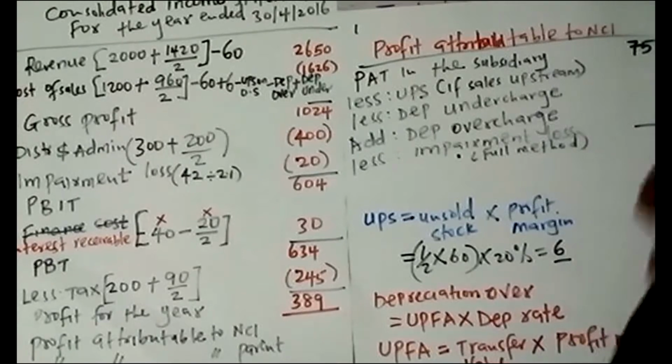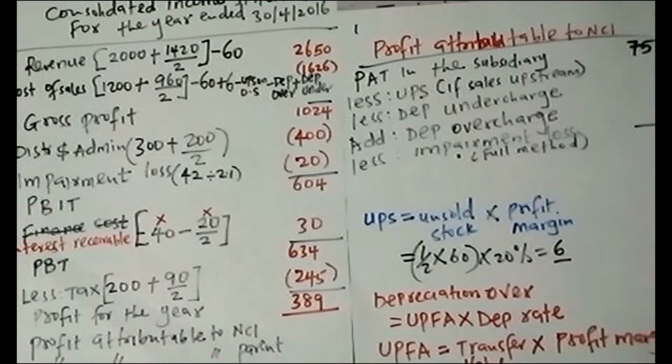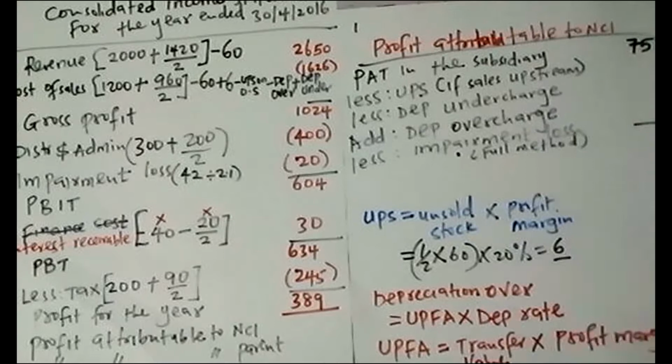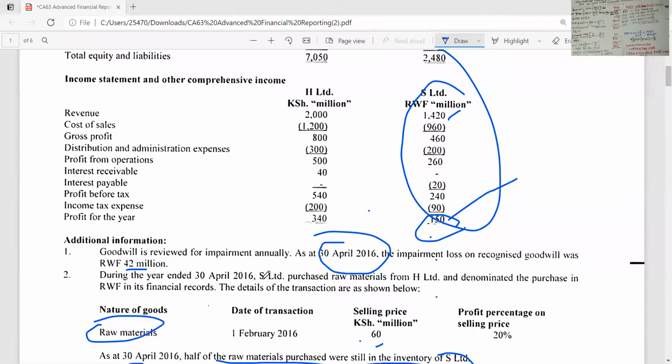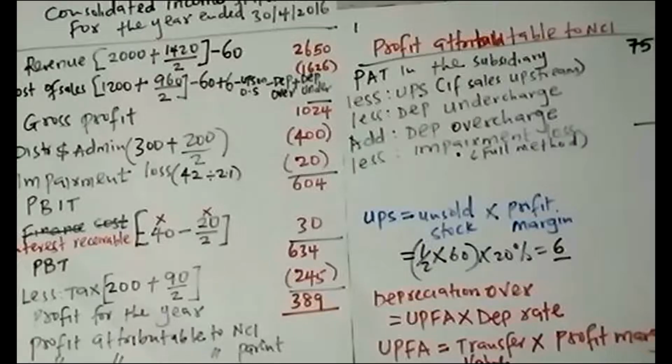After that, the sales, was it upstream? Remember that we have a UPS here of 6, but it was a downstream sale because S is the one which purchased from H. As they said, S purchased, which means that H is the parent, he sold. So that is a downstream sale, so there's nothing to adjust here.